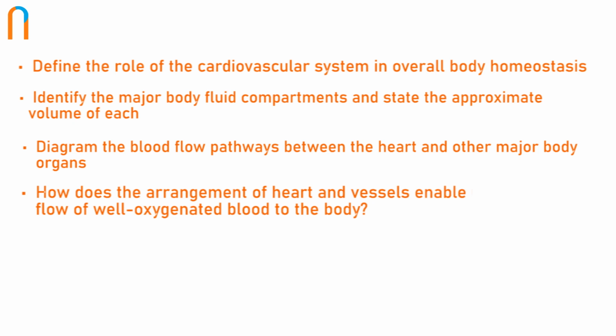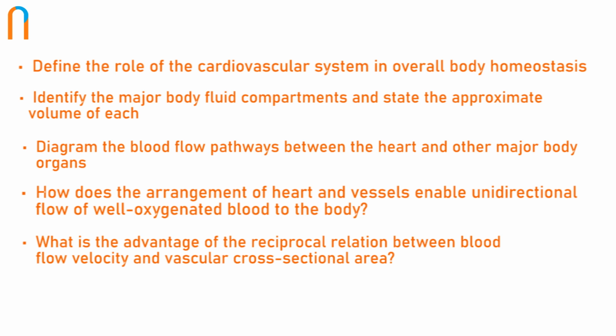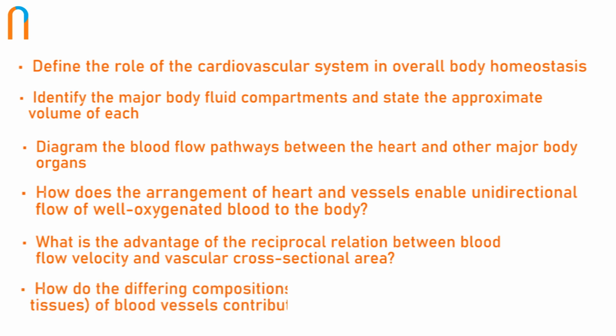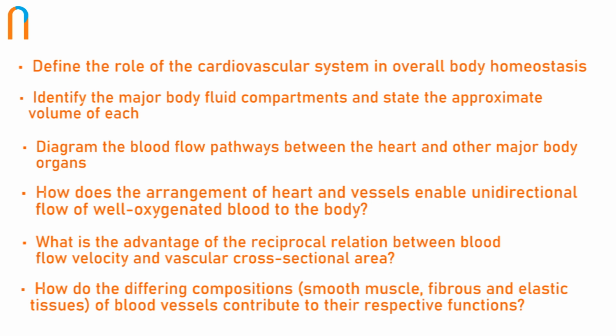How does the arrangement of heart and vessels enable unidirectional flow of well-oxygenated blood to the body? What is the advantage of the reciprocal relation between blood flow velocity and vascular cross-section area? How do the differing compositions, smooth muscles, fibrous and elastic tissue of blood vessels contribute to their respective functions?